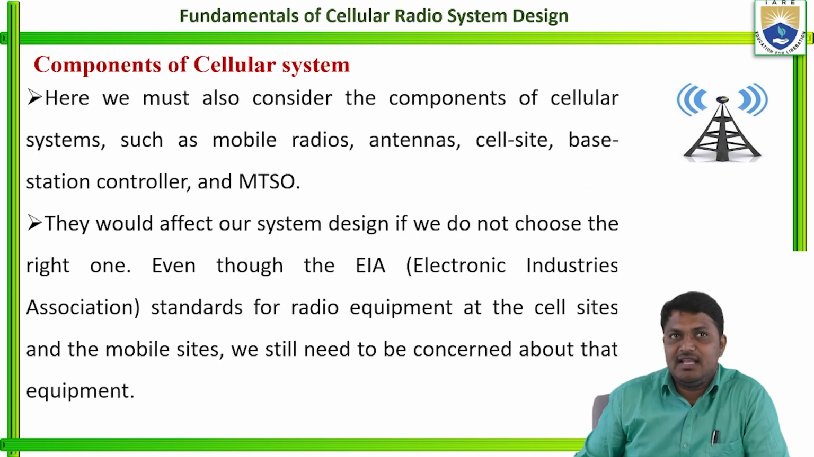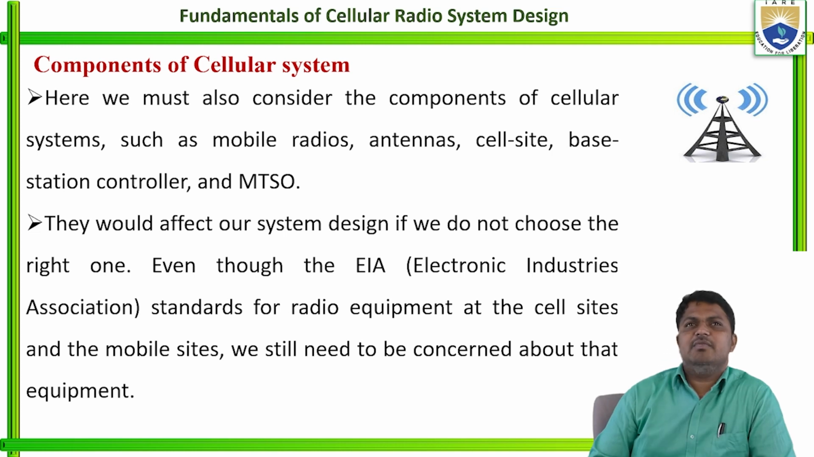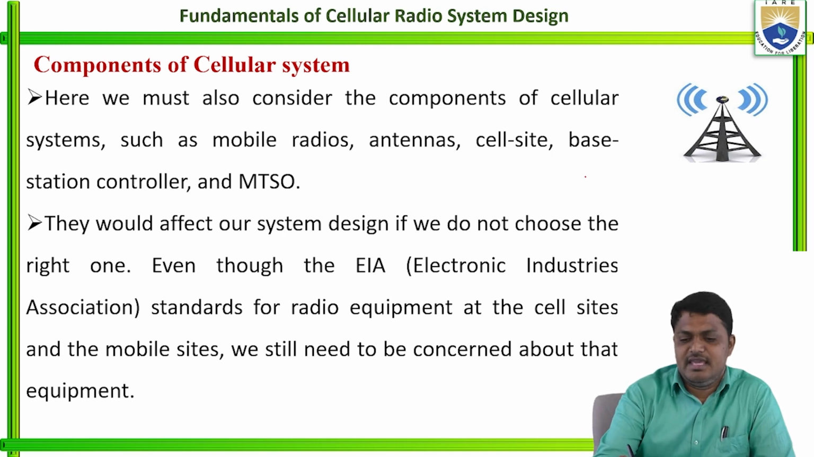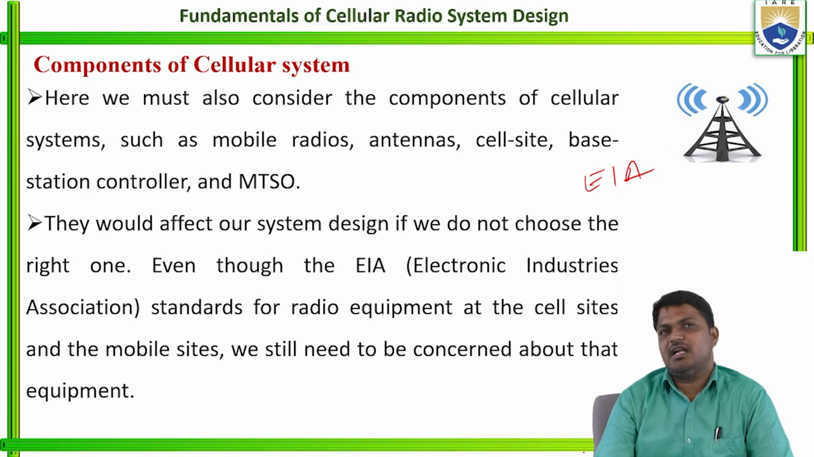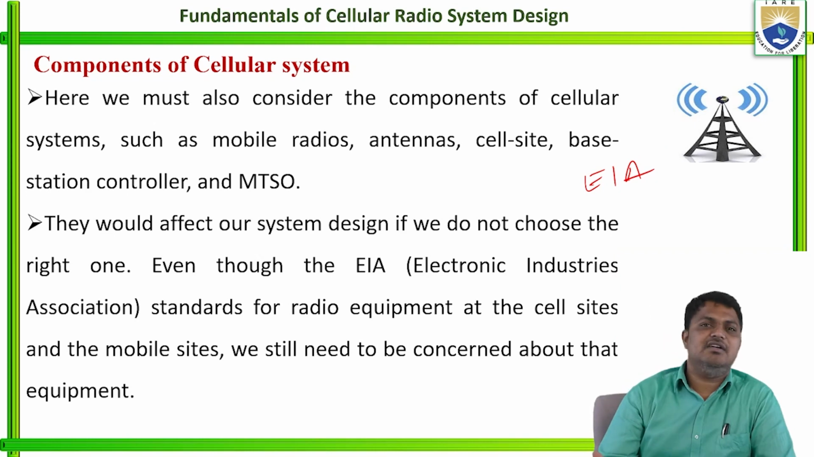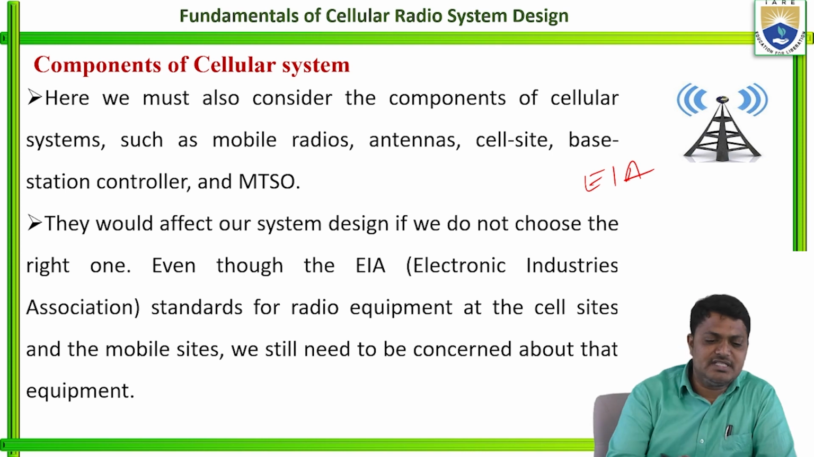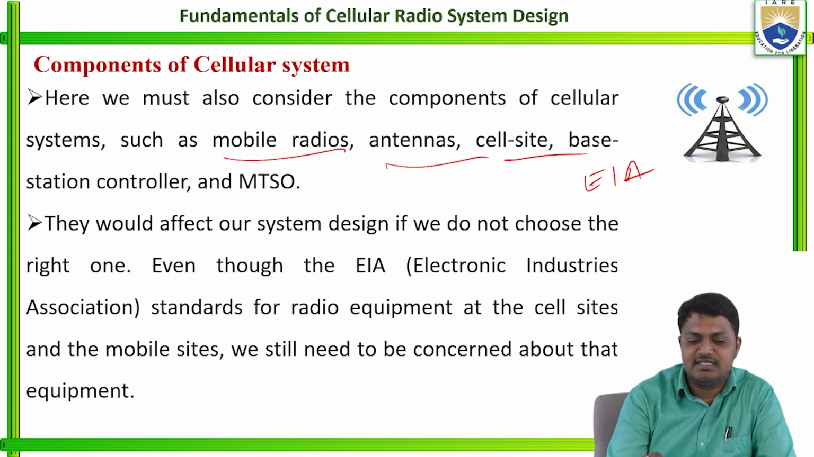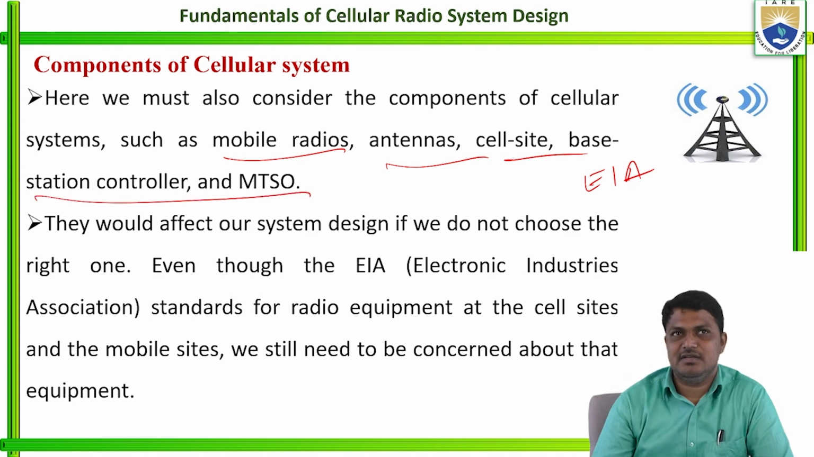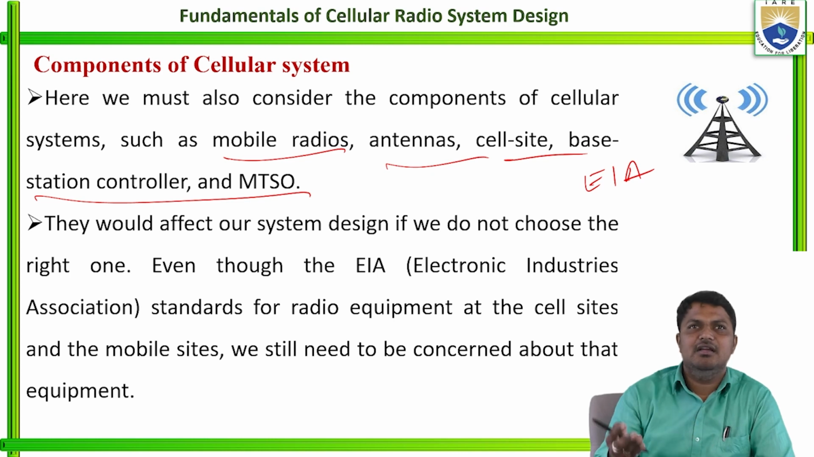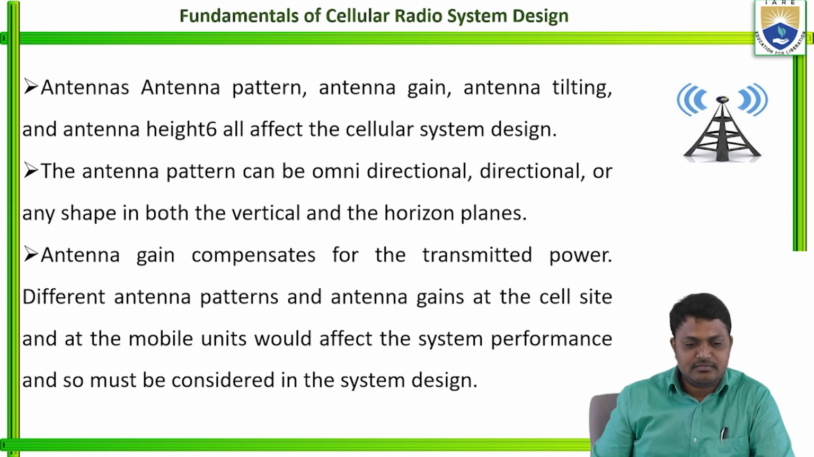The components of the cellular system, we already discussed that. Here we must also consider the EIA, the Electronic Industries Association standard, which provides the components of a cellular system. The components we already discussed in the first class: the mobile radio, antenna and cell set, base station and MTSO, the mobile telephone switching office. So these are the basic components of the cellular system.